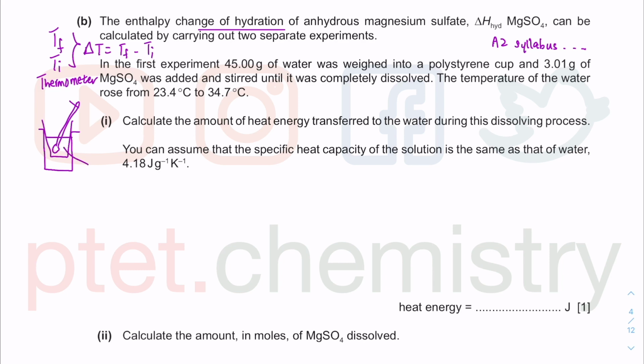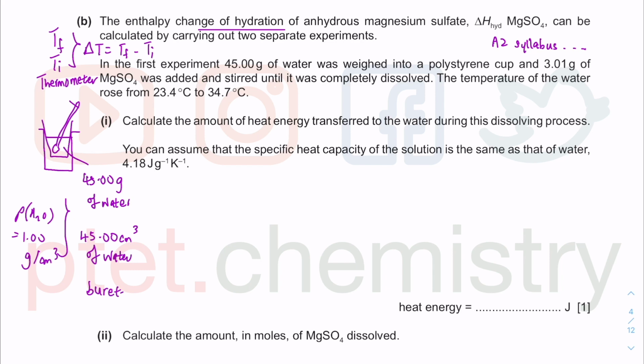We have 45 gram of water, 45.00 gram of water. See how the accuracy is pretty high there. So this must be using quite a sophisticated mass balance that can measure up to 2 decimal places. But of course, we don't really measure the mass of water. What do we measure? We measure the volume of water, because the density of water is going to be 1.00 gram per cm cube, such that if you want 45.00 gram of water, you use a burette, which is very accurate. You use a burette, a very accurate apparatus, to measure this much volume of water.